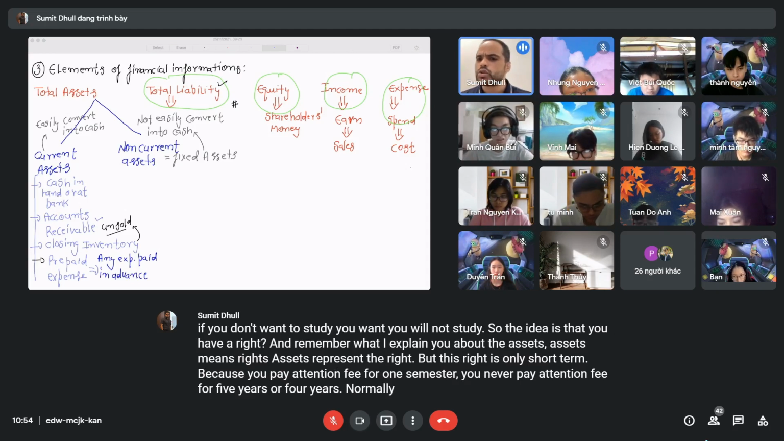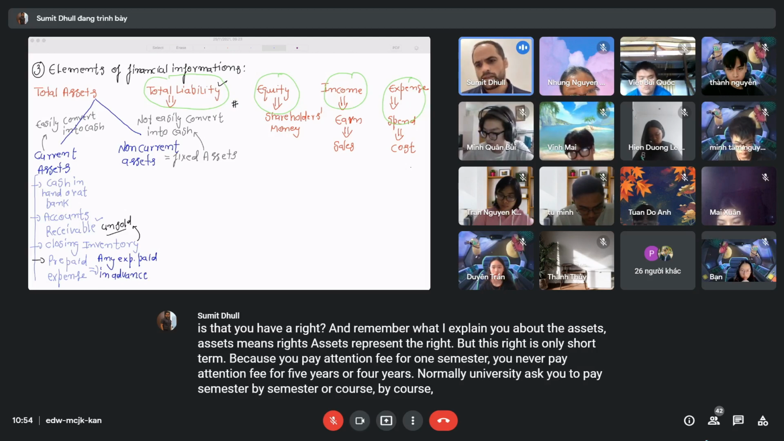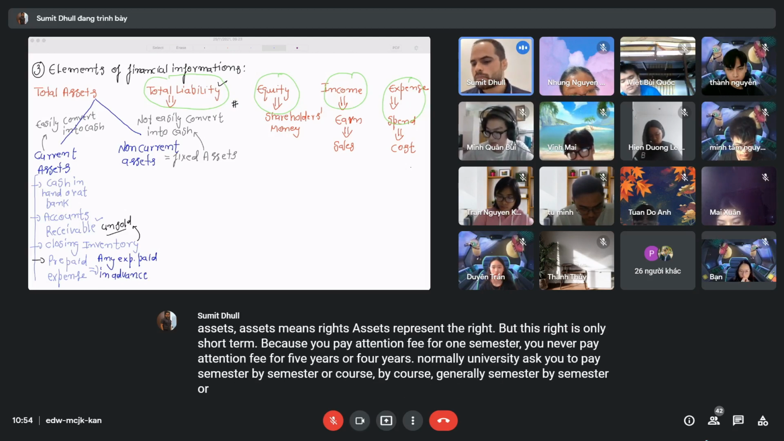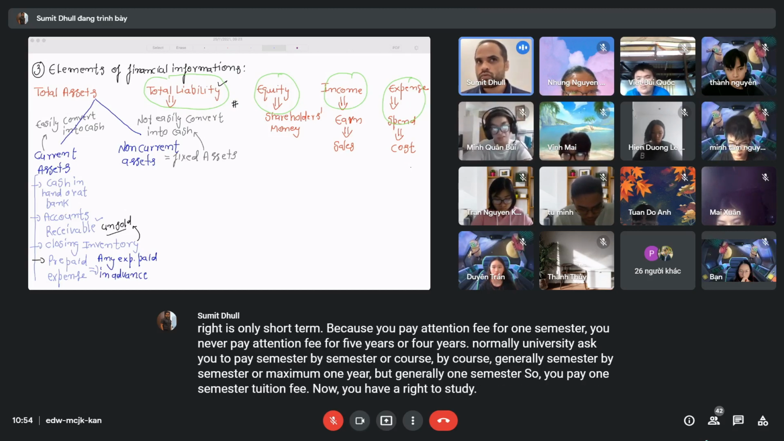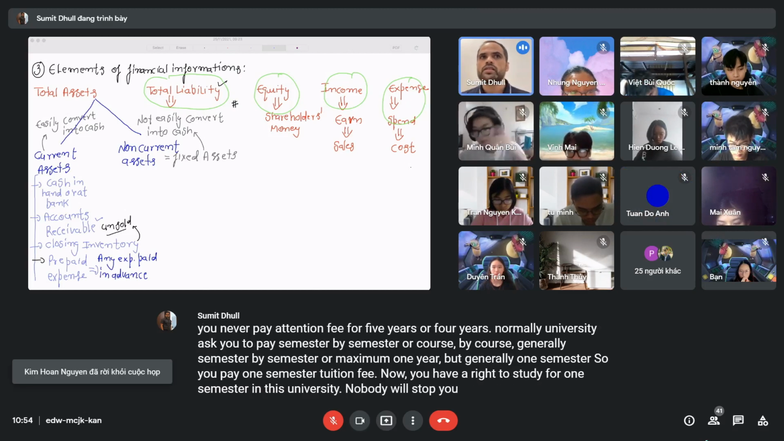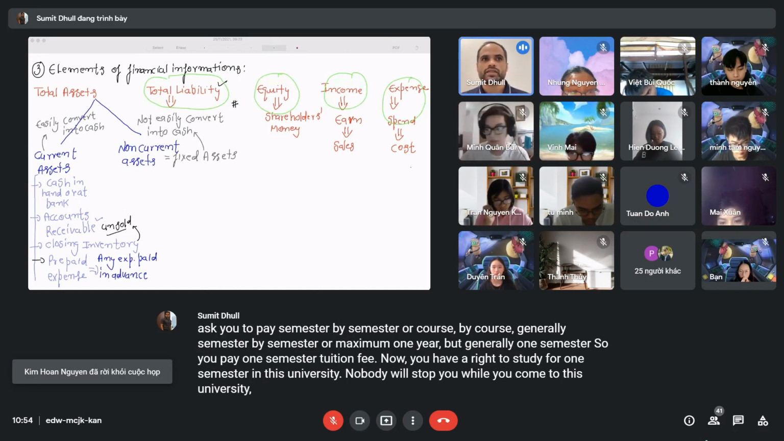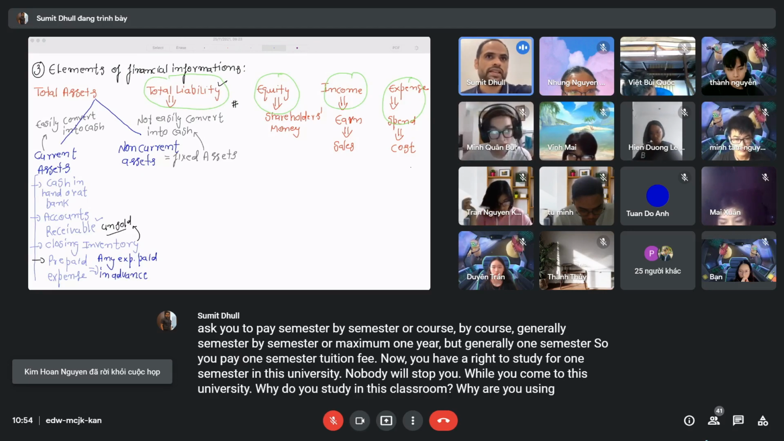Normally, university asks you to pay semester by semester or course by course. Generally, semester by semester, or maximum 1 year, but generally 1 semester. So you pay 1 semester tuition fee. Now you have a right to study for 1 semester in this university. Nobody will stop you. Why you come to this university? Why do you study in this classroom? Why are you using university computer, this and that?